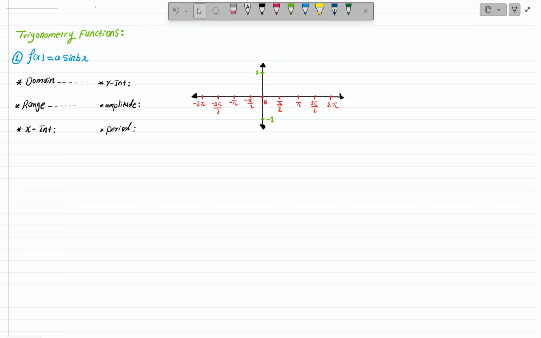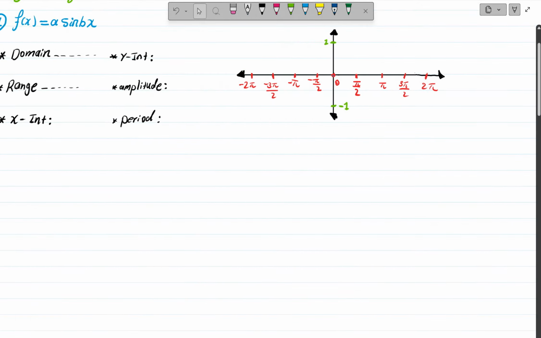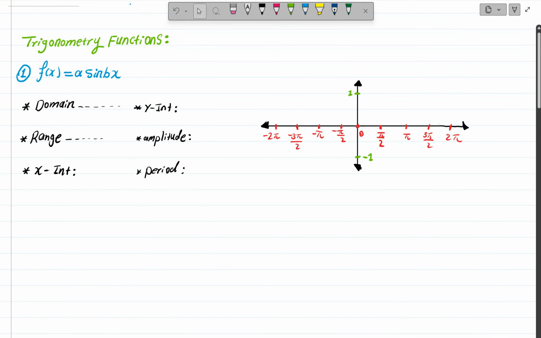In today's video, I'm going to explain how to graph sine, cosine, and tan. The parent graphs first, and later on the different types of sine functions, cosine functions, and also tan functions. So to understand all three, let's first start with the parent graph for sine. Usually our function for sine is going to be f of x equals, as you see, a sine bx.